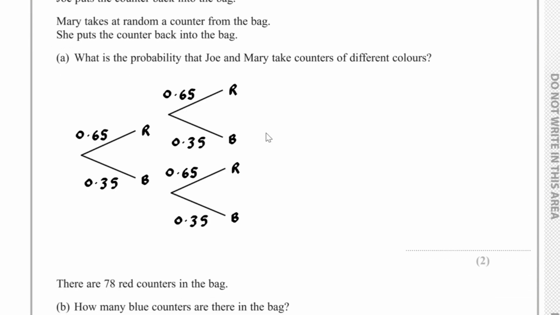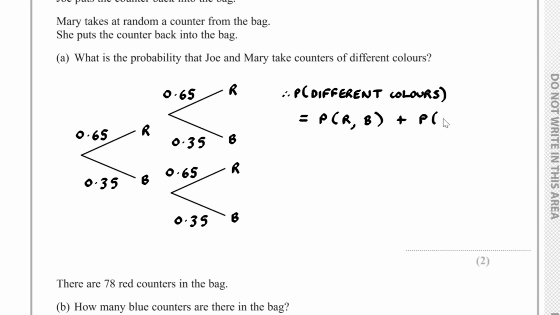Well, here is a tree diagram representing the information. Probability of red is 0.65, so therefore the probability of blue is 1 minus 0.65, which is 0.35. And because the counter is put back into the bag, those probabilities for the second branches remain the same. Now what we want is the probability that we choose different colours. So the probability that we choose different colours, that's equal to, well, we could have the probability of red followed by blue, or we could have the probability of blue followed by red.